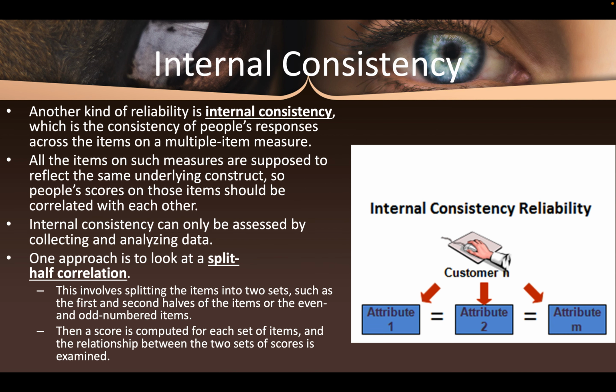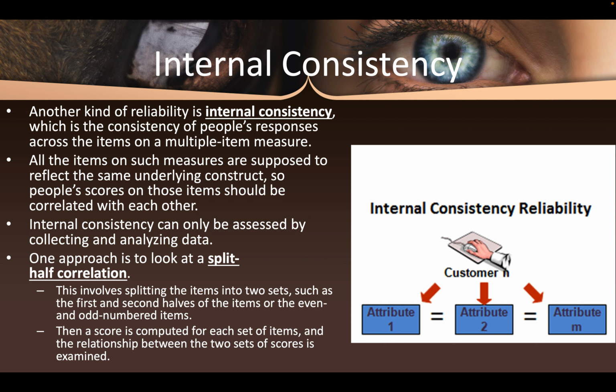Another kind of reliability is internal consistency, which is the consistency of people's responses across the items on a multiple-item measure. All the items on such measures are supposed to reflect the same underlying construct, so people's scores on those items should be correlated with each other. Internal consistency can only be assessed by collecting and analyzing data.